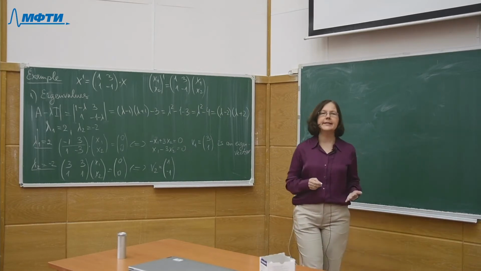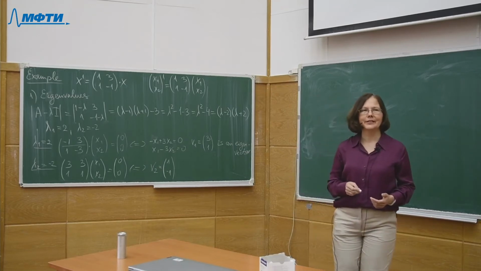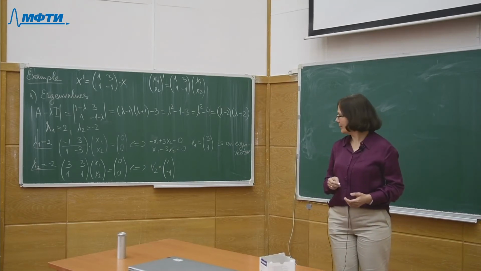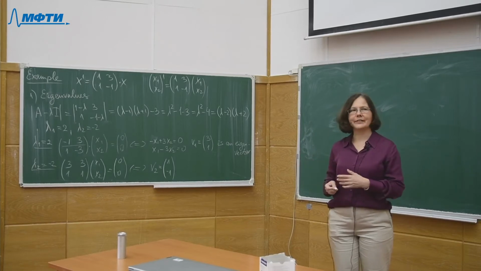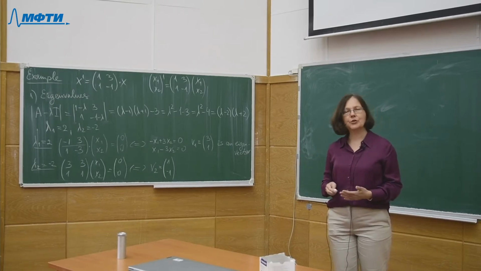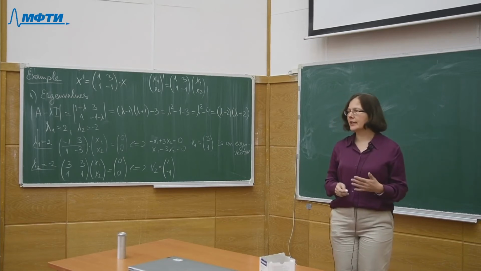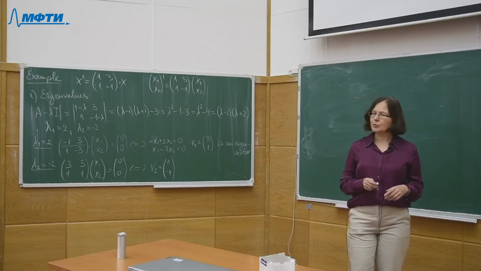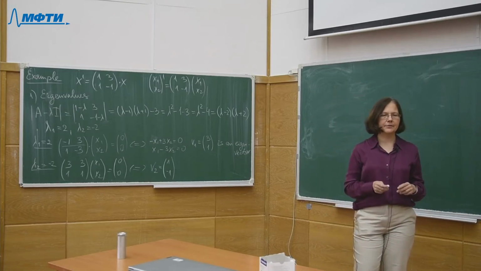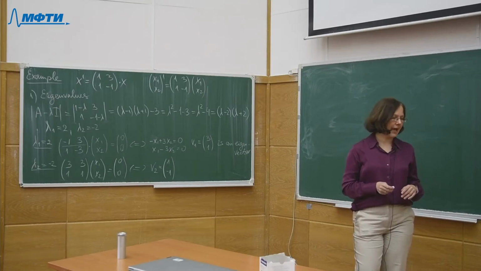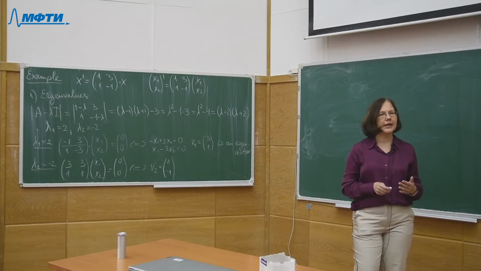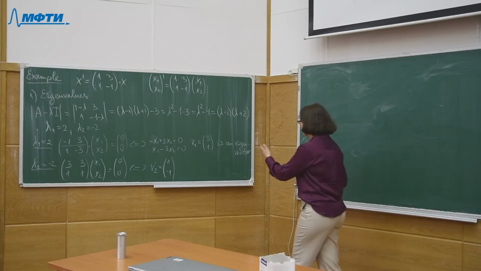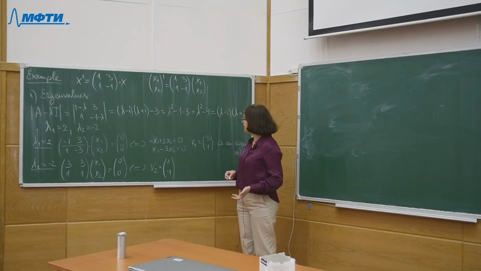Are they linearly independent or not? They are linearly independent because they are not collinear, right? They are not proportional, so they are linearly independent. But generally, the theorem was proved last year. It was proved in the course of linear algebra that if the matrix has n distinct eigenvalues, then the corresponding eigenvectors form the basis. They are linearly independent. So in particular, these two vectors are linearly independent.